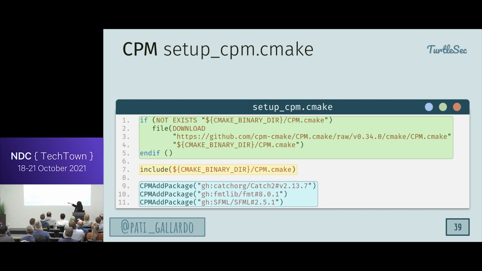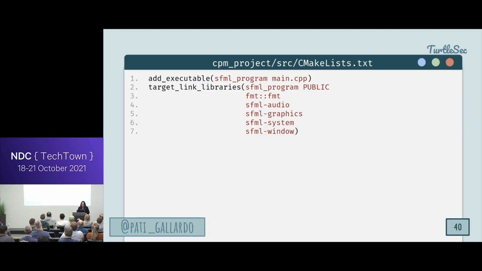The syntax here is, GH is GitHub, of course. So basically it says download Catch, fmt and SFML from GitHub, and these are the versions. And then I had to use the hash thing because it assumes that all version tags start with a V. So if you don't have that, it works, but it's not my favorite thing in the world.